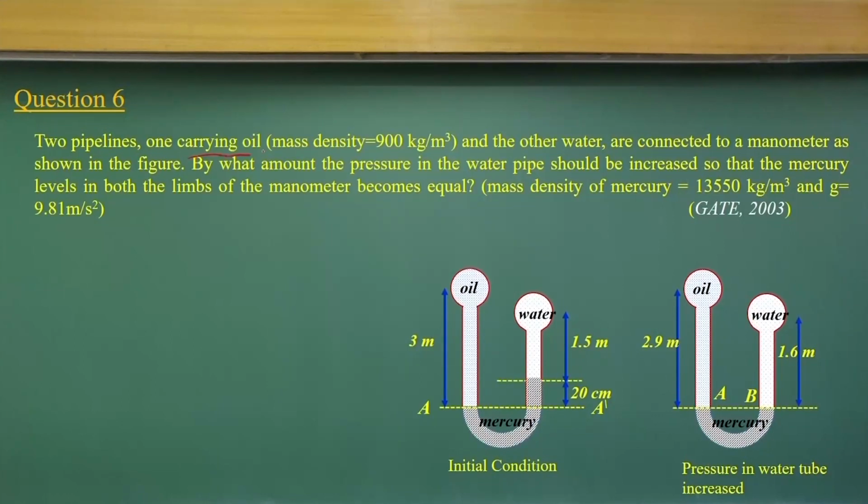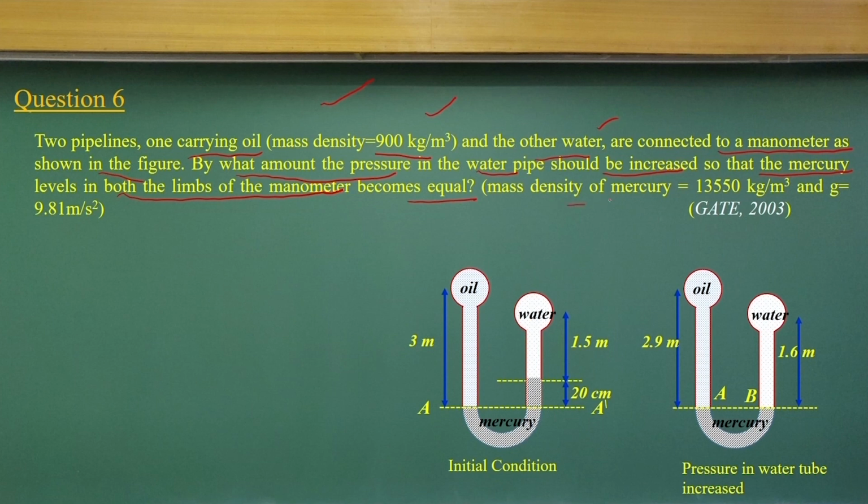Let us solve another 5 questions on fluid at rest conditions. Question number 6: two pipelines, one carrying oil, with a mass density of 900 kg per meter cube. The other one is water. It is connected to a manometer as shown in the figure. By what amount should the pressure in the water pipe be increased so that the mercury levels in both limbs of the manometer become equal.